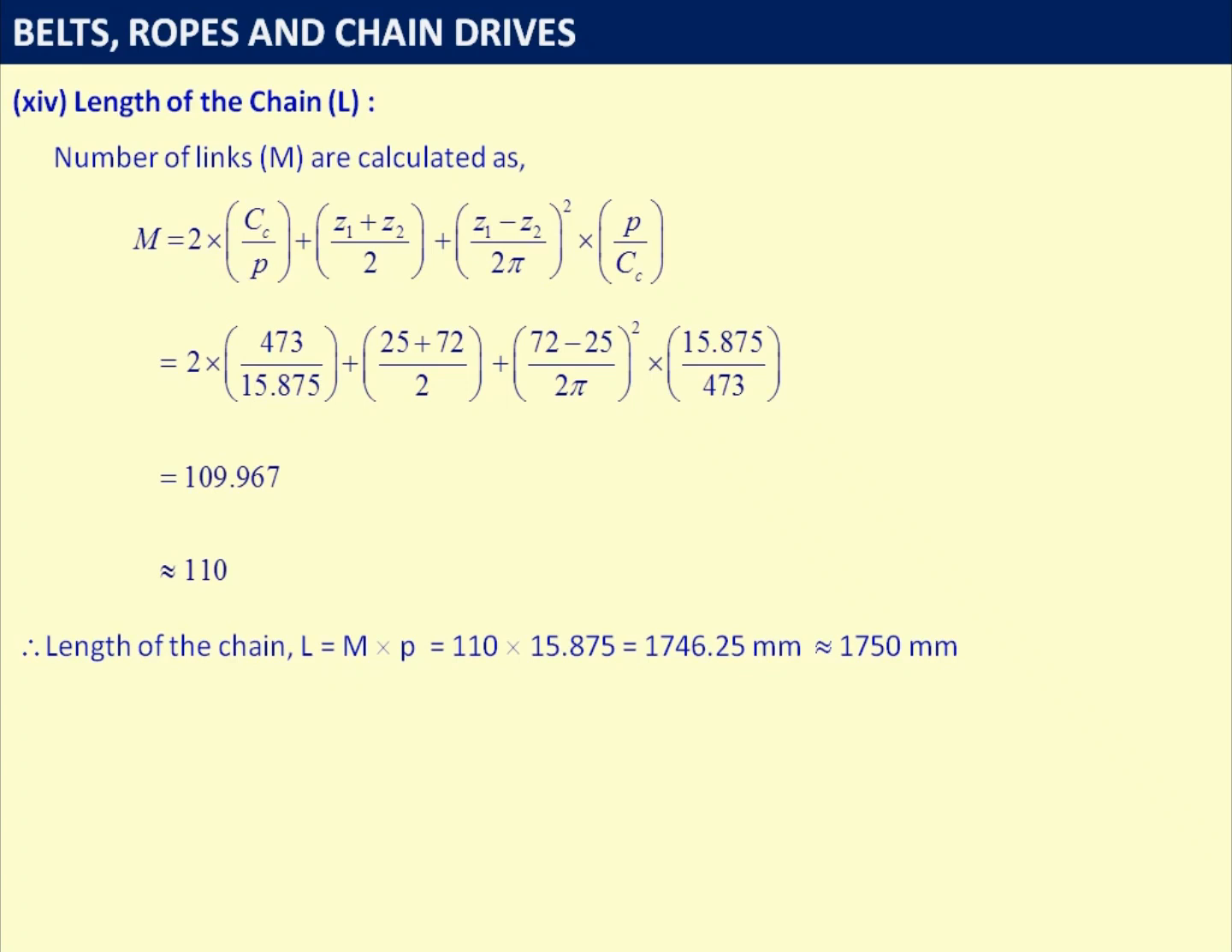So that gives us length of the chain equal to 1746.25 mm. So let us consider this as 1750 mm. So therefore length of the chain L equal to 1750 mm or 1.75 meters.